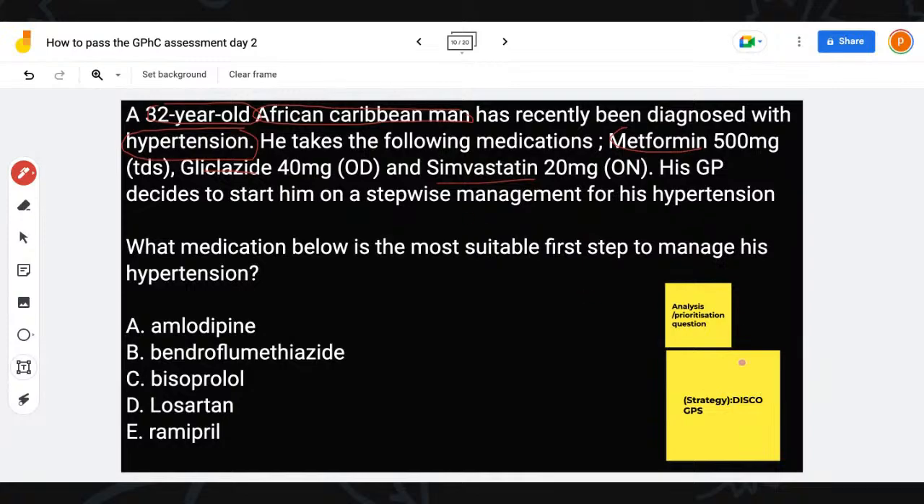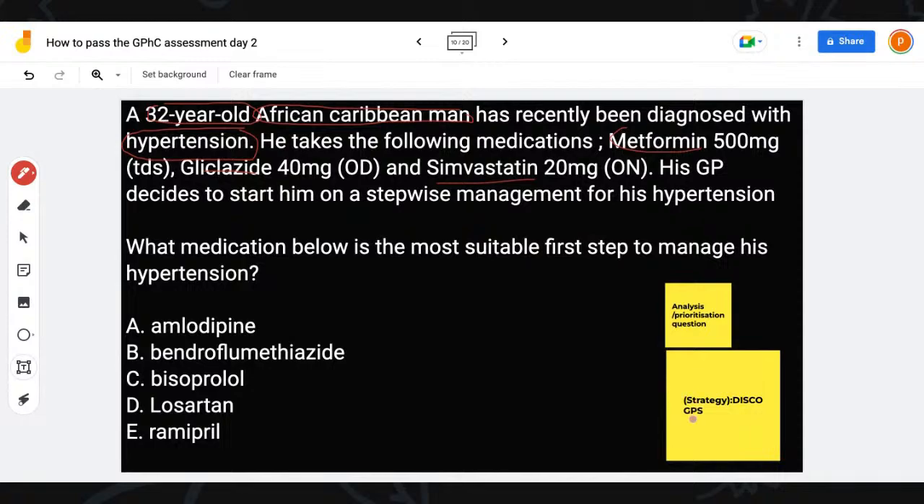We look for a condition. Is there any other condition? We know this patient is suffering from hypertension. We cannot see any other condition, so that's okay. So you may not have all of these things with DISCO, but you will probably have some in there to use. Are there any blood results, any other thing you can use? No, that's fine. So what medication below is the most suitable step to manage his hypertension? This is also a prioritization question. We need to know our guidelines.